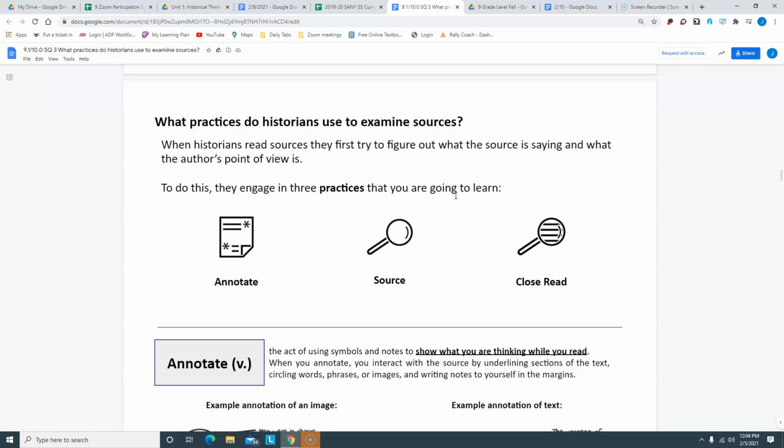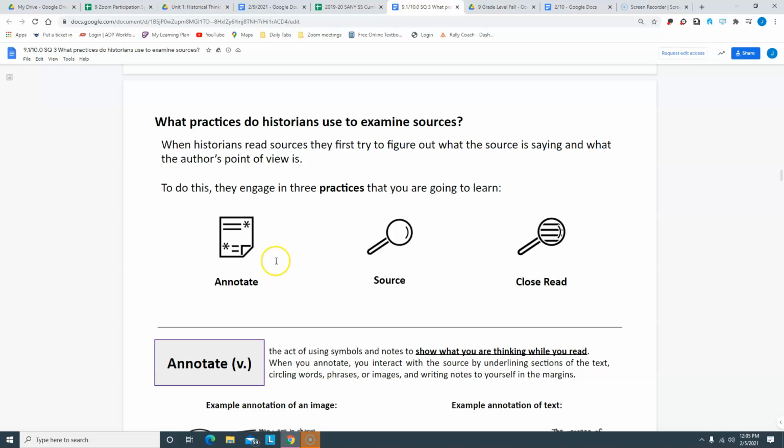So what practices do historians use to examine sources? When historians read sources, they first try to figure out what the source is saying and what the author's point of view is. Again, the point of view in history is the person's opinion. Three practices that historians use. We're going to take a look at two of them today.